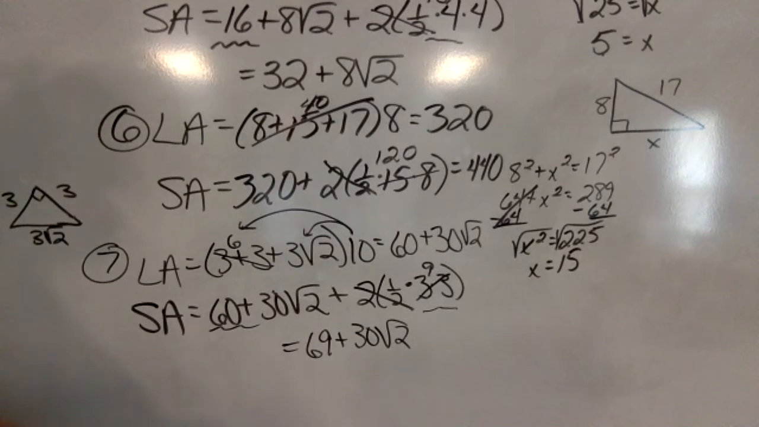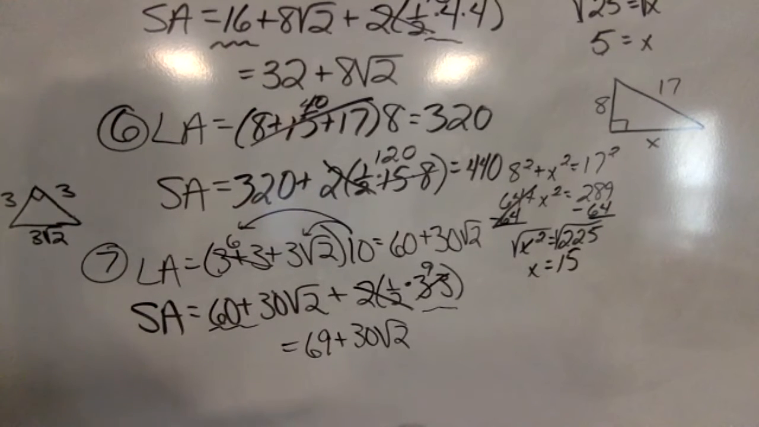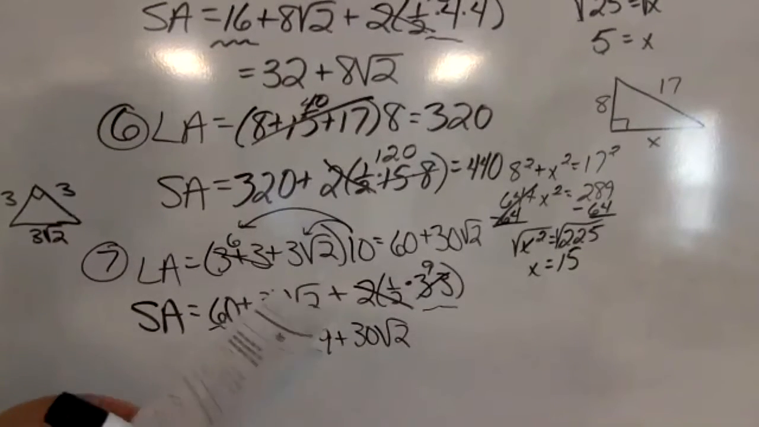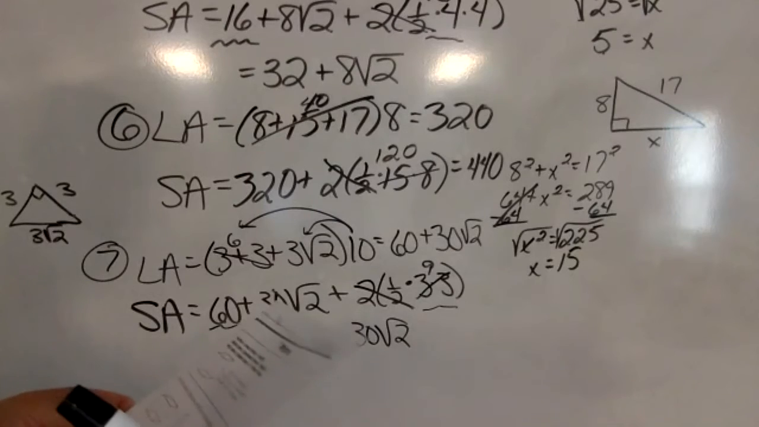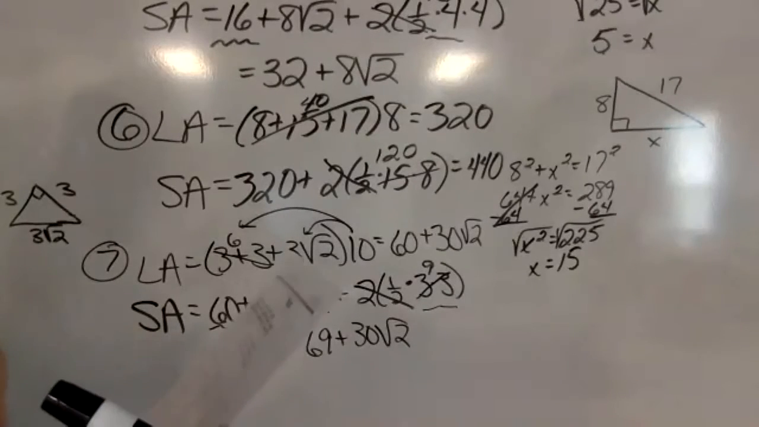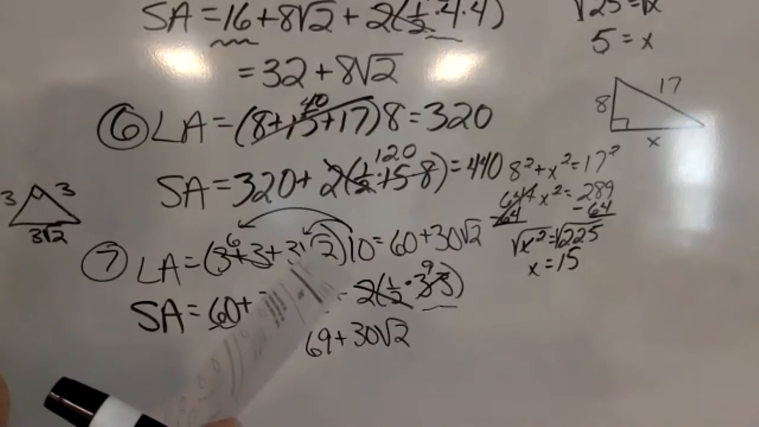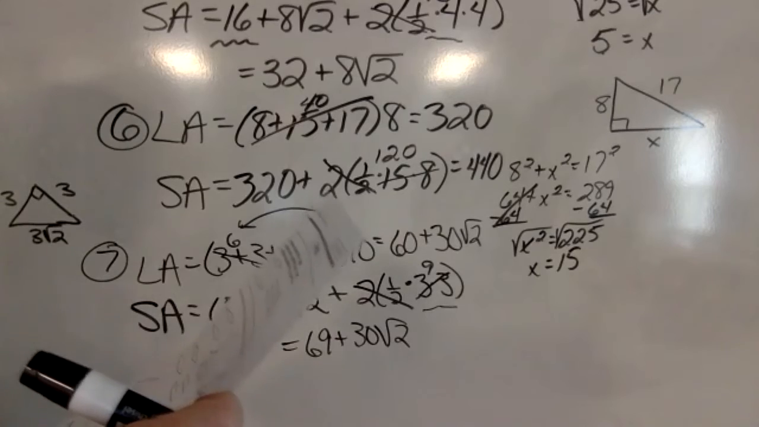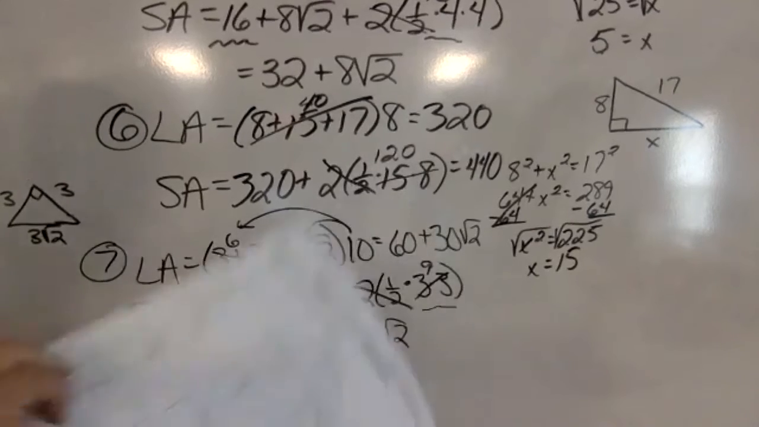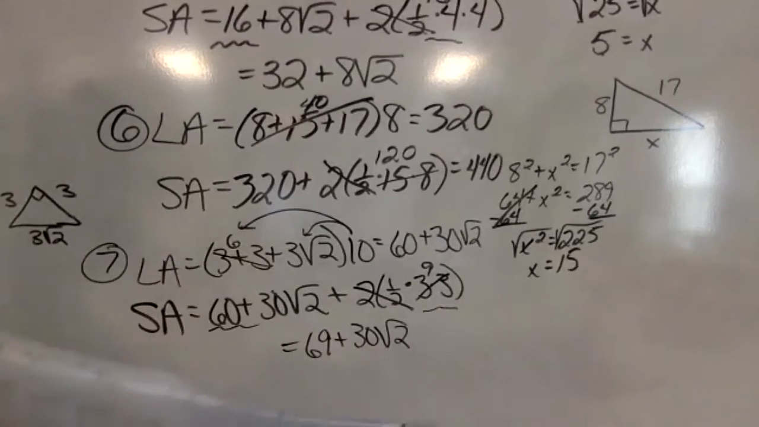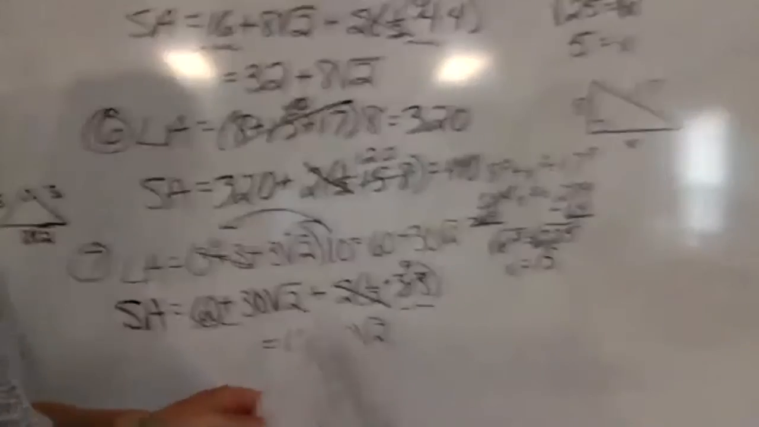Kind of getting the idea of lateral area versus surface area, yes or no? They're 2 different things. Lateral area does not include the bases. Surface area includes the bases. Now, you all should be able to try number 10 on your own, but you can do that later, because I want to talk about cylinders.